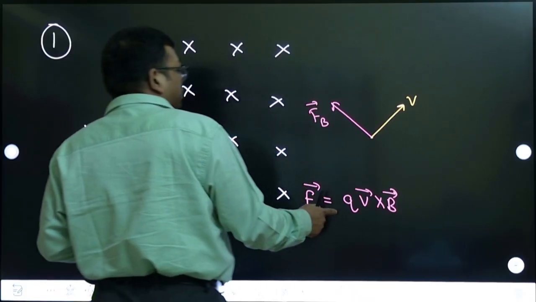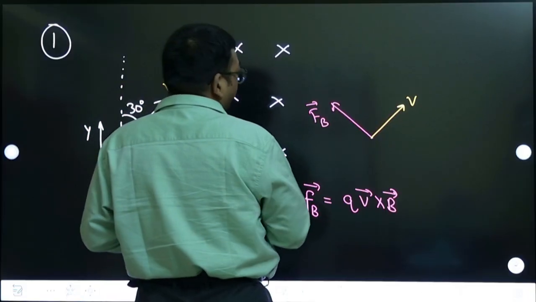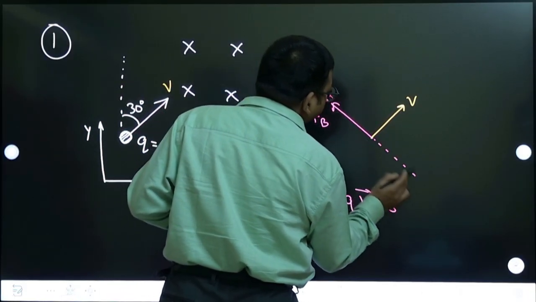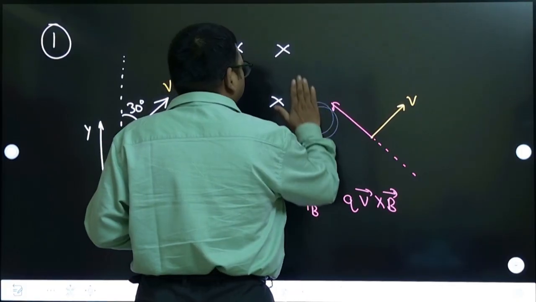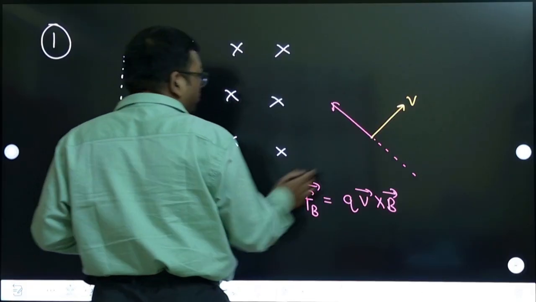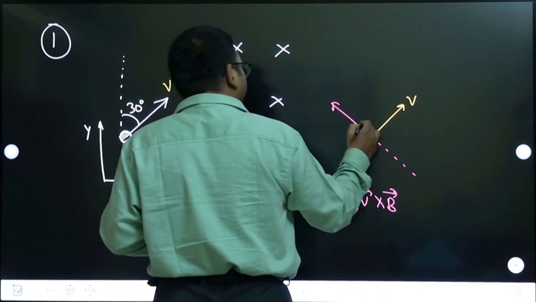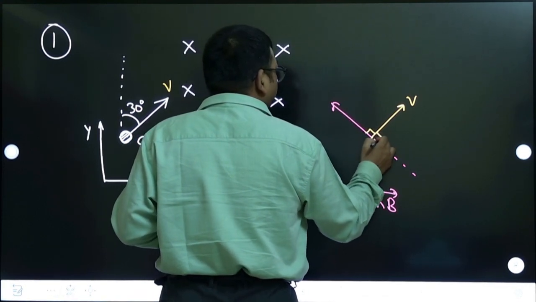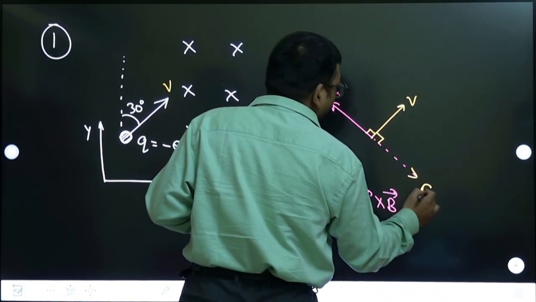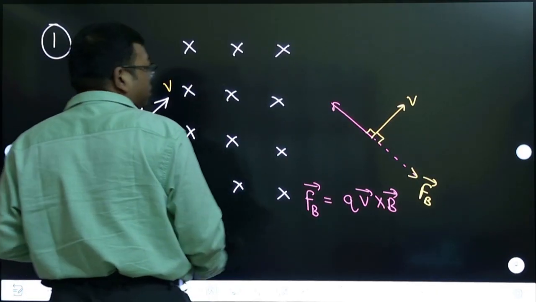But note that here the charge is negative, so instead of the force being in this direction, the force will be in this direction. You have to note that. Because the charge is negative, the force will be opposite of V cross B. This is the V cross B direction, right? So perpendicular to that, this direction will be the magnetic force direction, correct? That direction is the magnetic force direction.